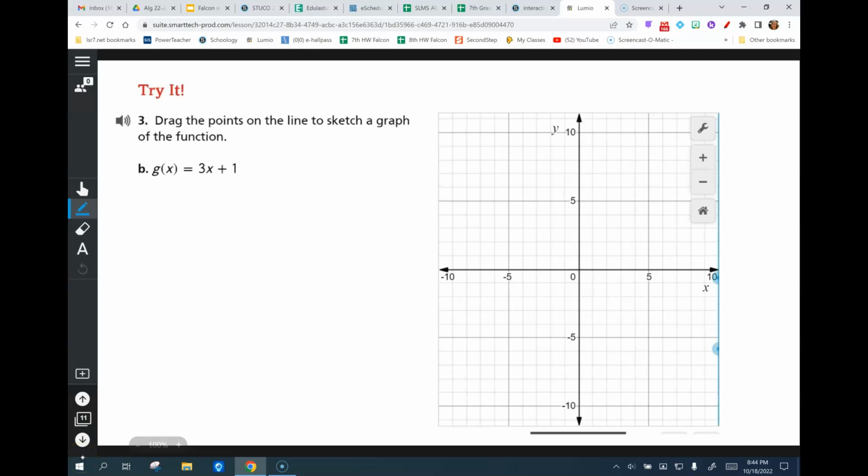Try it, please. And even if you just have to sketch it in your book. Okay, I never remember if they're going to give you grids or not. Okay, so my y-intercept is 1. My slope is 3 over 1. So I'm going to go up 3 over 1. And I can go down 3 and over 1. And there's my graph. Okay, good.